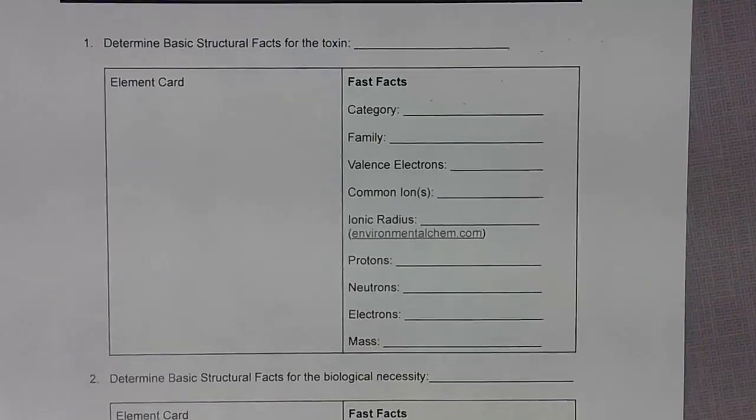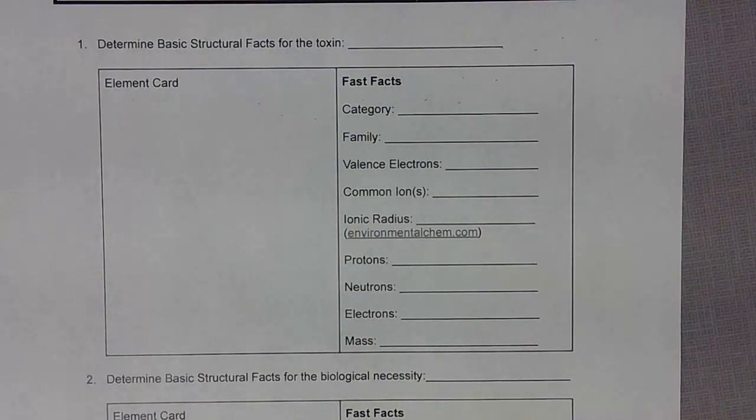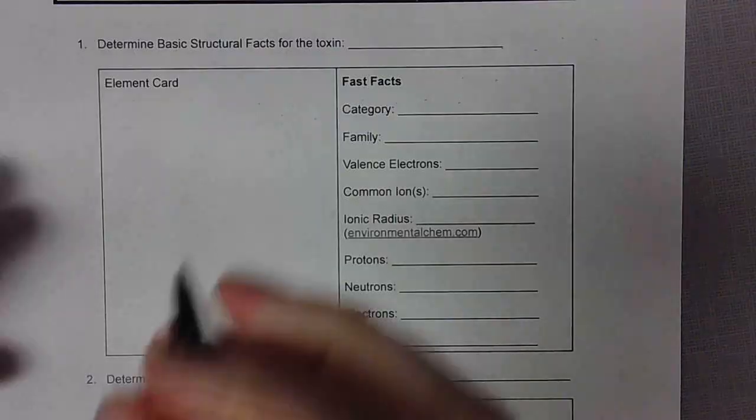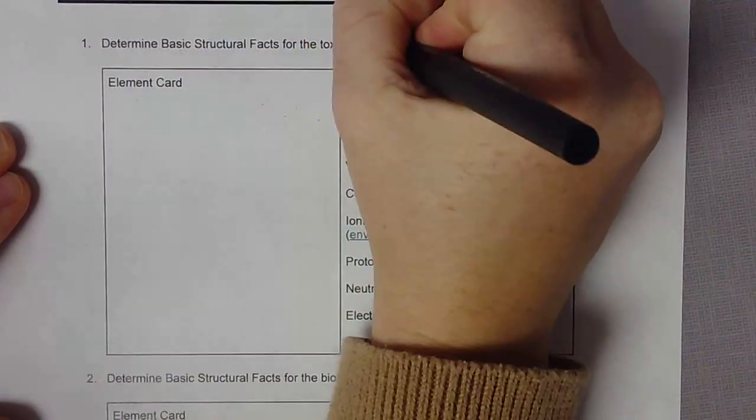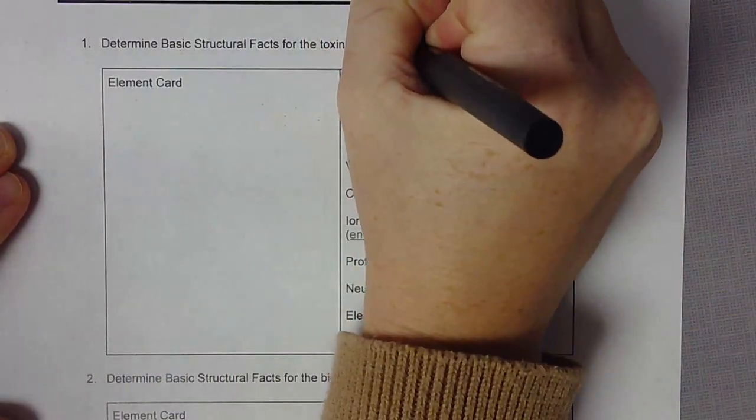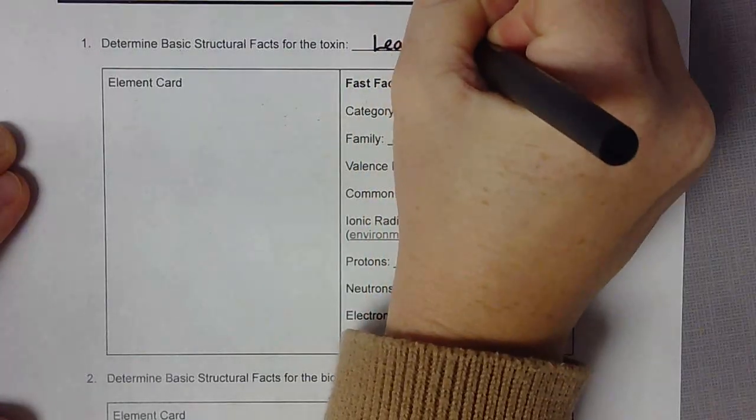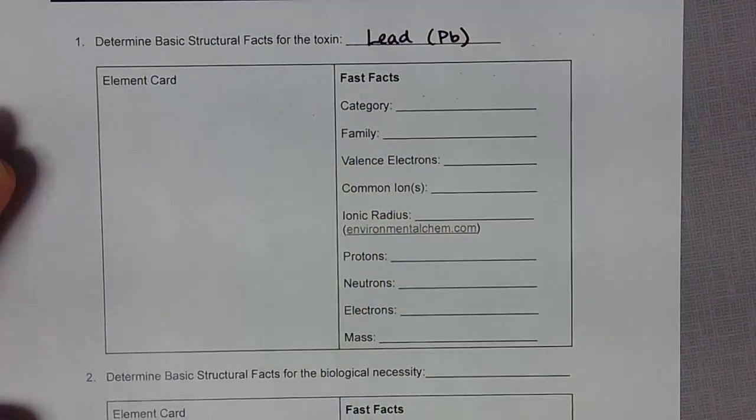Some of it's easy. We've been doing it for a while. Some of it is going to be a little bit newer to you. So, first thing we're going to do, determine the basic structural facts for toxin. The class toxin we are investigating is lead, which is Pb. We should all know that.